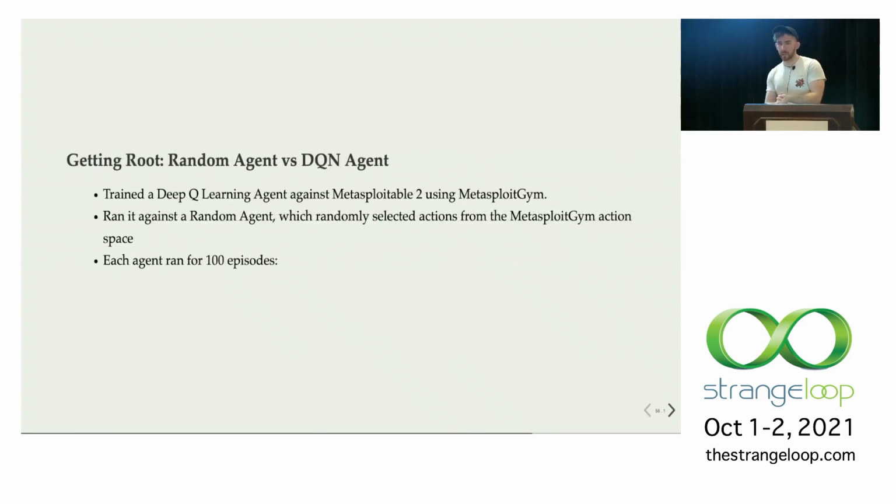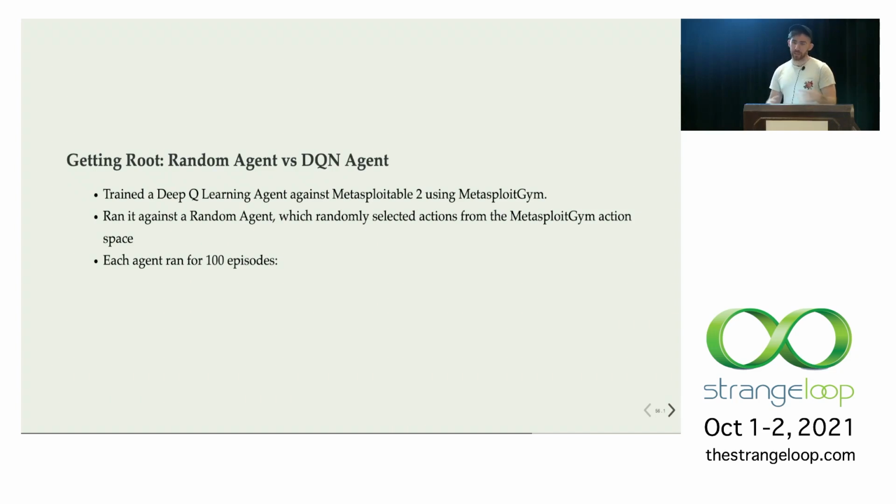So you want to see a demo, right? I trained a deep Q learning agent against Metasploitable 2 using the Metasploit gym environment I created. I ran it against a random agent. For those of you not familiar with reinforcement learning research, the way you show if you did something is pick actions at random, and then you see if you beat that. If you beat random, you're doing great, academically speaking. So that's what we did.